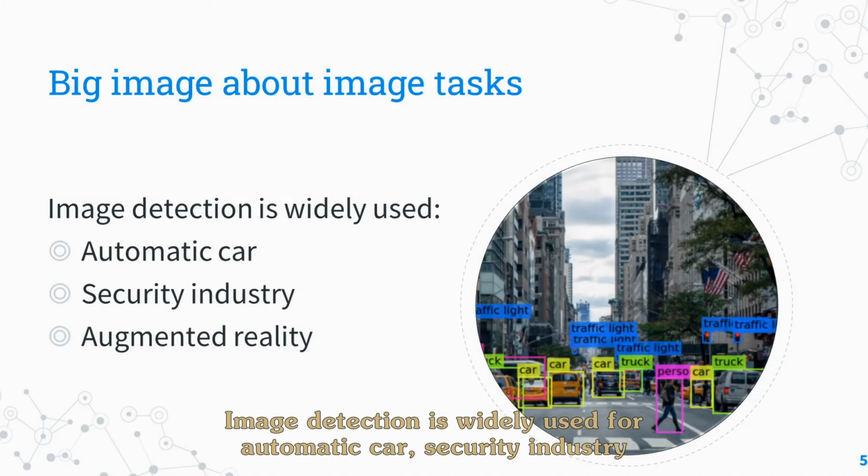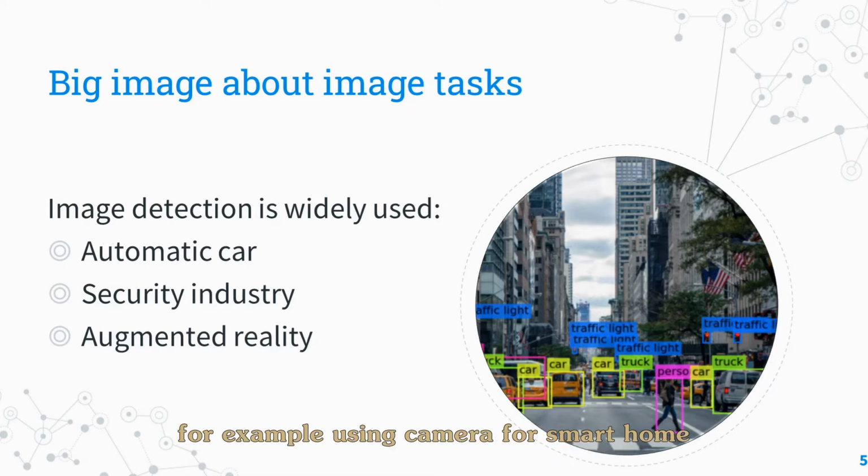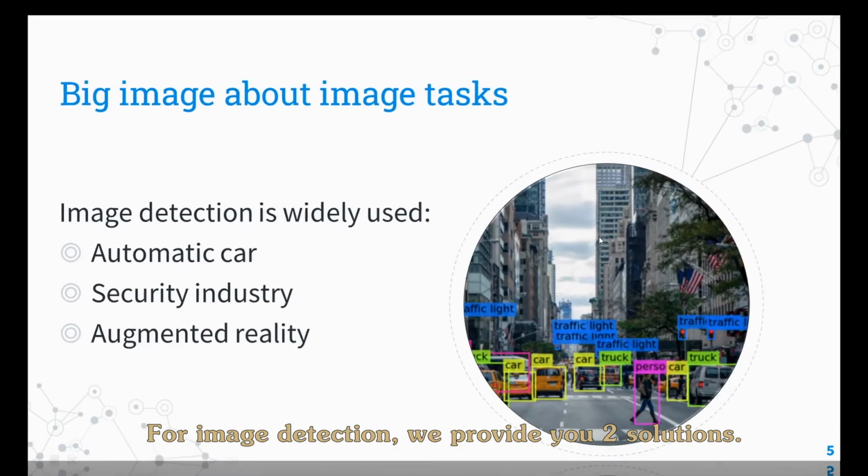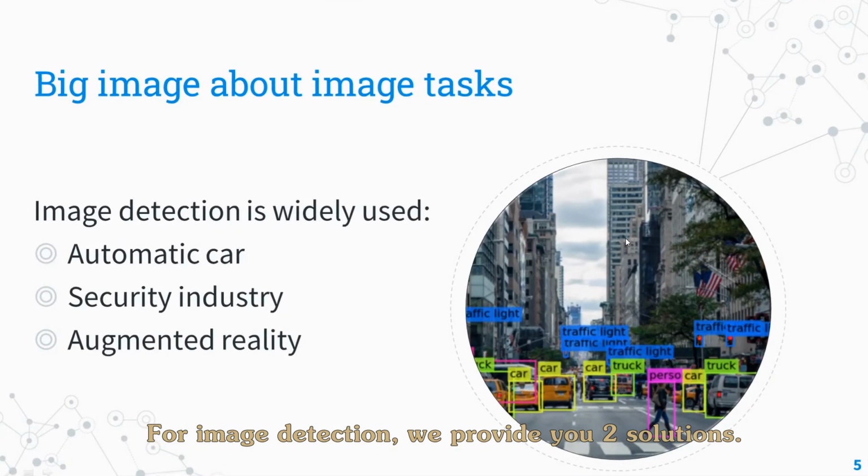Image detection is widely used in automated cars, the security industry, for example using a camera for smart home, and augmented reality. Well, I don't have time to tell you about all the problems today. For image detection, we provide you 2 solutions.